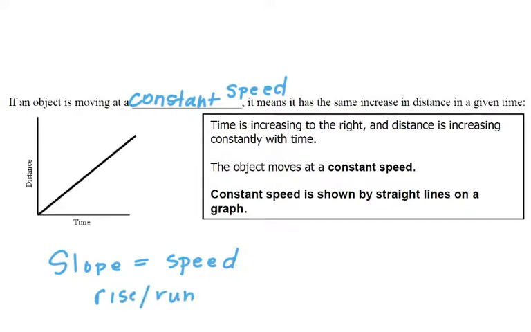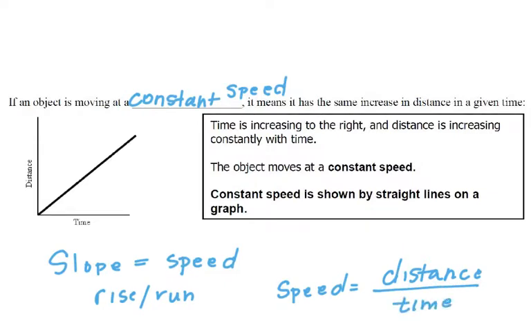When we take the rise, you'll see that really it's distance, right? Because that's what the rise is. It shows us the distance from the starting point, that reference point, over time, which is the formula for speed. So the slope on a distance versus time graph is the speed that the object is going at. And when we have a straight line, we know it's going at a constant speed.